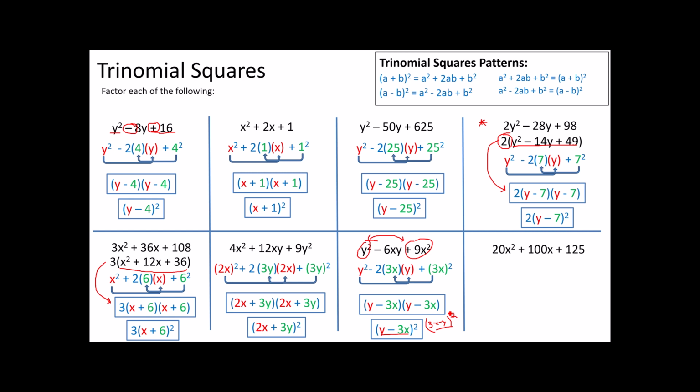Did I trick you with the GCF again? Pull out the GCF first, then deal with the 4x squared plus 20x plus 25. 2x times itself, 5 times itself. Is the middle 2 times 2x times 5? Yes, it is. Don't forget to bring the 5 down. There's your answer. Or in a simplified form, it looks like this.